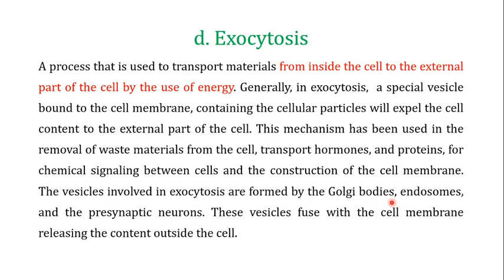Now, the vesicles involved in exocytosis are formed by the Golgi bodies. That means the vesicle containing the desired material will be made inside the cell, and these vesicles are formed by the Golgi bodies, by the endosomes, and by the presynaptic neuron, where they are called neurotransmitter vesicles. These vesicles fuse with the cell membrane, releasing the content outside the cell.